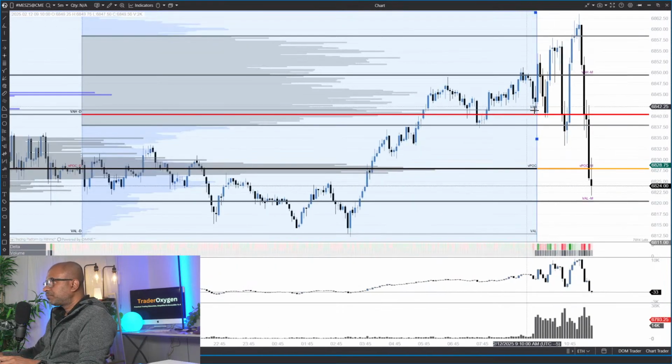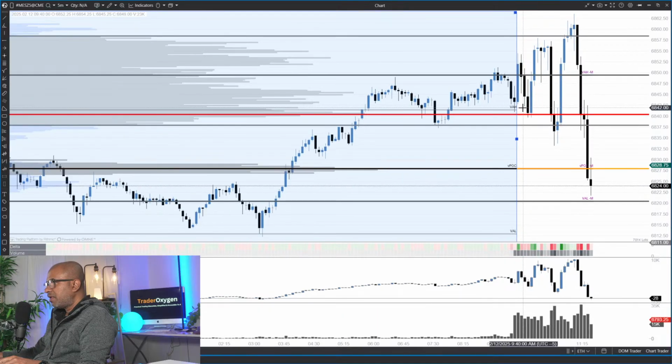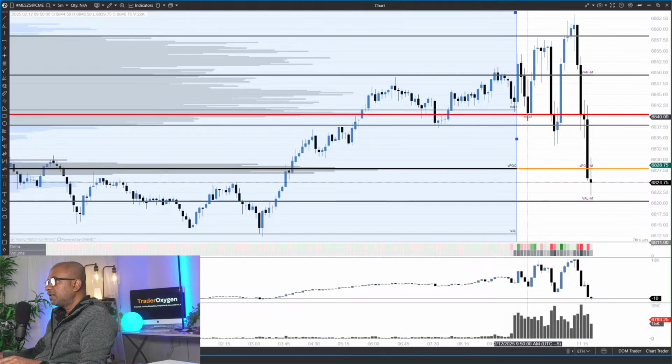Excuse me guys. So it broke out from the value area high over here. You can see some bullish delta, aggressive buyers. However, you can see the retracement came all the way into the value area over here. So that's why the S&P is not showing that much bullish.